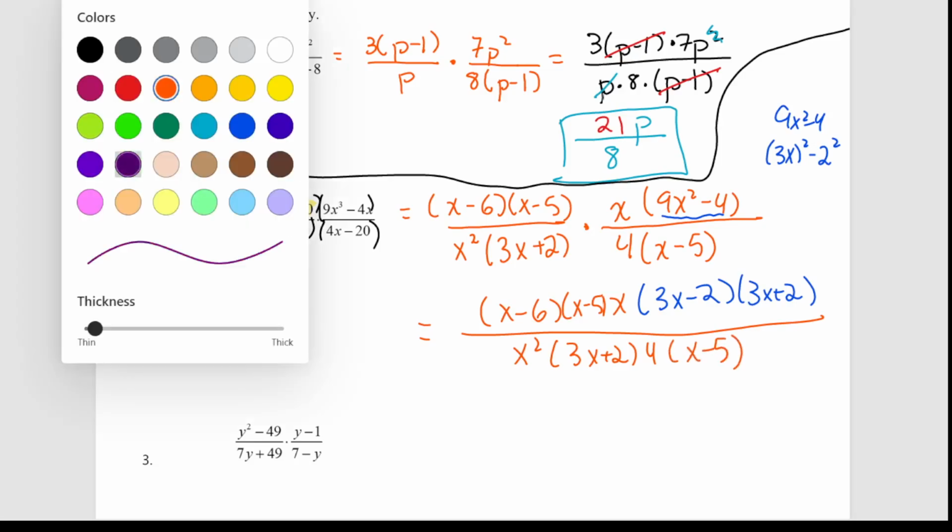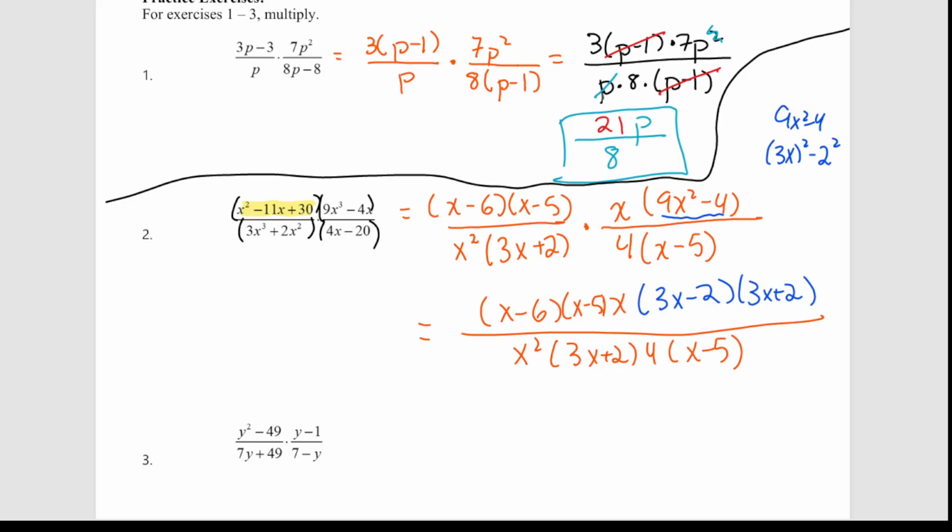Now I want to note what's going to simplify. So in particular, I've got a 3x plus 2 being divided from a 3x plus 2, and 3x plus 2 divided by 3x plus 2 is just going to make 1. I also have an x minus 5 divided by an x minus 5, so that is similarly going to divide to make 1. And if I have an x divided by x squared, that's going to leave us with a single x in the denominator. So when I simplify this out, the only things left in my numerator are x minus 6 times 3x minus 2.